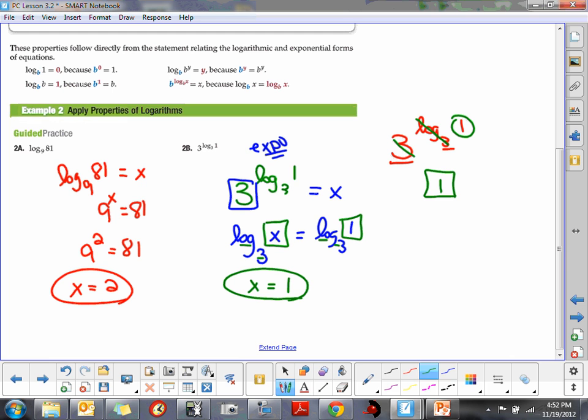There's another way of thinking of it. A third way of thinking of this, because this one sometimes gets hard for people to understand, is 3 raised to the log base 3 of 1. If we just take this part alone, forget this 3 for a moment, if we have log base 3 of 1, it wants us to find the exponent we raised 3 to get 1. So what is the exponent I raised 3 to get 1? Well, the only exponent I can raise 3 to get 1 is 0. So what that means is the log base 3 of 1 is 0.